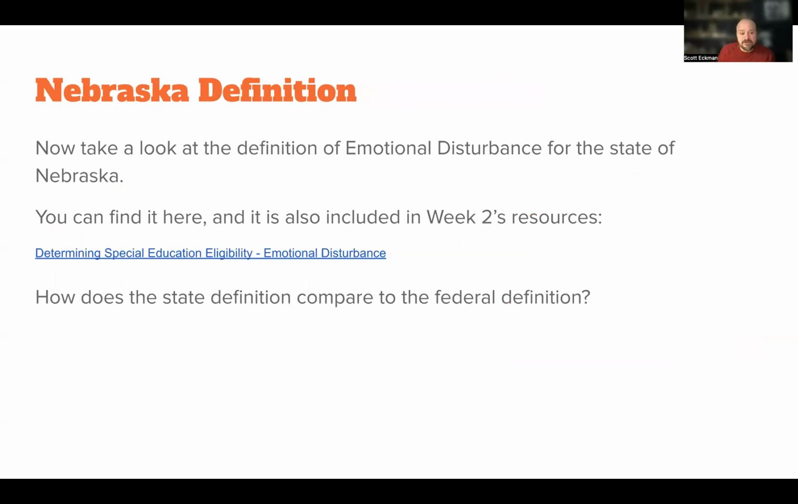So now let's look at the Nebraska definition. I gave you the link here where you can find determining special education eligibility specific to emotional disturbance. And it's also included in our resources. Take a look at that and notice how the state definition compares to the federal definition.